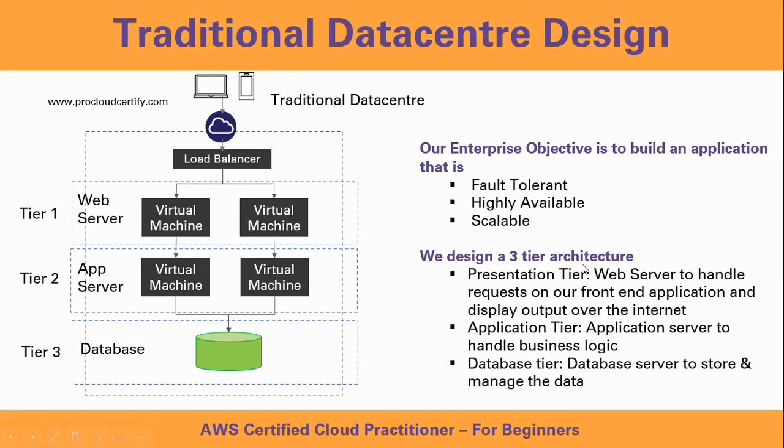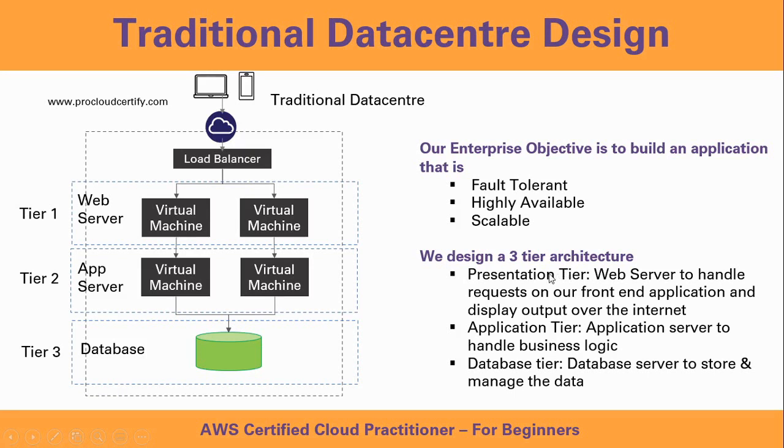Now, to achieve these three objectives of fault tolerant, highly available, and scalable, the traditional data center would employ a three-tier architecture design. Users who are accessing the website, either via laptop or mobile devices, would enter the requests, and the requests would pass through the internet gateway, and from the internet gateway to the load balancer. And from the load balancer, it will be assigned to any one of these virtual machines.